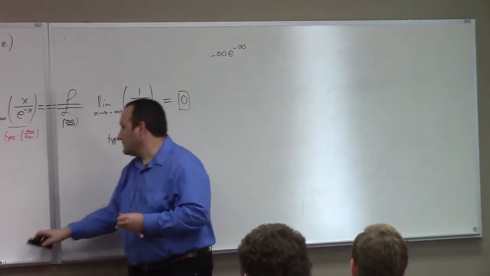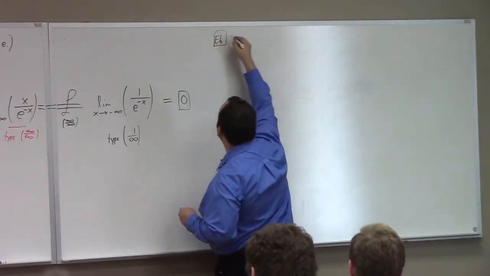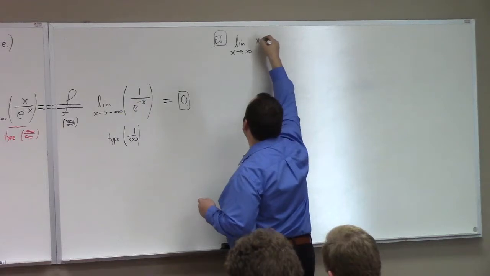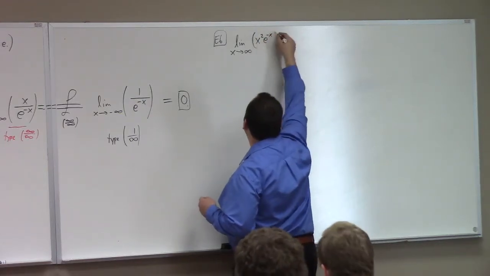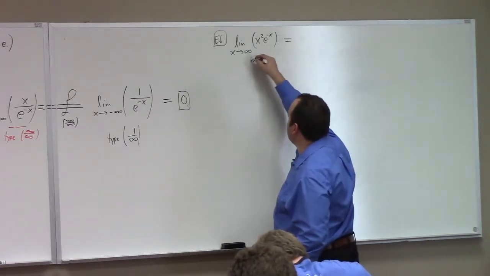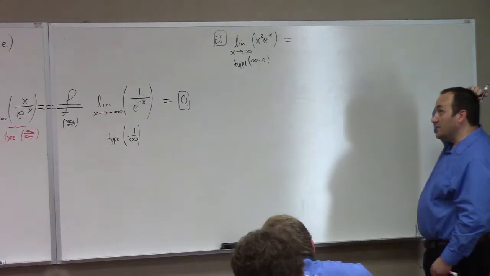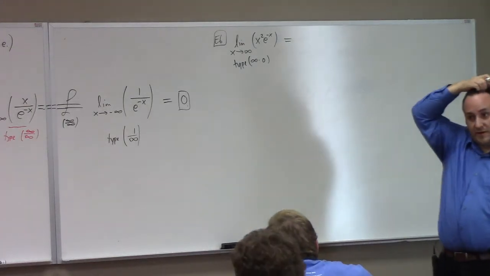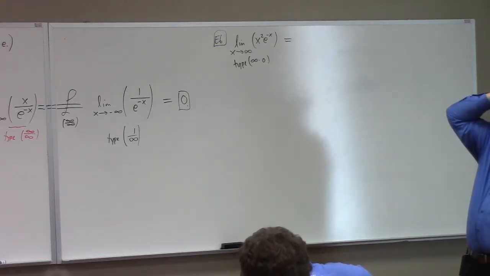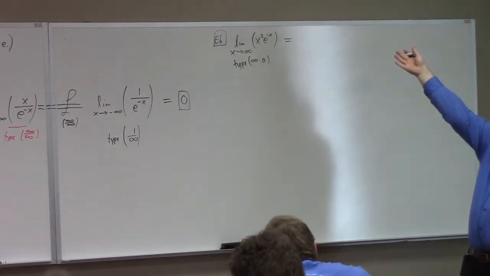So here, let's look at another one which is less weird. How about this? We have the limit as x goes to infinity of x squared e to the minus x. So again, this is type infinity times 0 initially, because if x goes to infinity, x squared goes to infinity. On the other hand, e to the minus x goes to 0 as x goes to infinity. Make sense so far? I cannot apply L'Hopital's rule to that, so I need to convert it to a quotient.